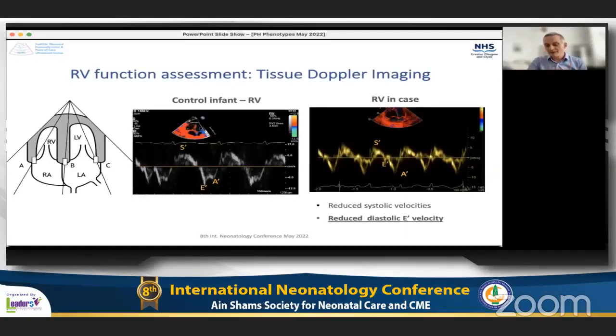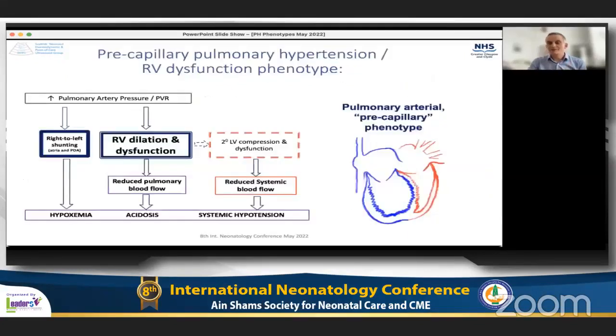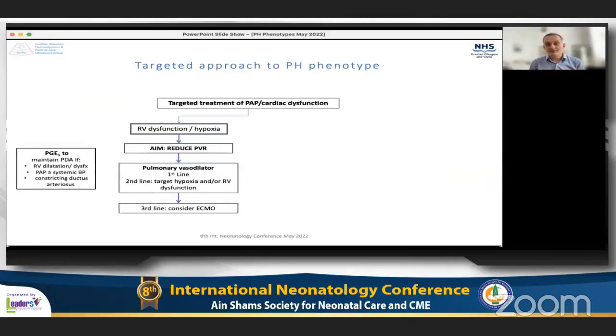So this patient has a picture of elevated pulmonary artery pressure with right ventricular dysfunction. So this is what we might call a precapillary or right ventricular dysfunction phenotype, where, as represented in the diagram on the right-hand side, the predominant finding is one of right ventricular dilatation and dysfunction with secondary left ventricular compression and dysfunction. And the therapeutic approach in this phenotype should naturally be one of reducing the right ventricular afterload to try and improve pulmonary blood flow and improve right ventricular function.